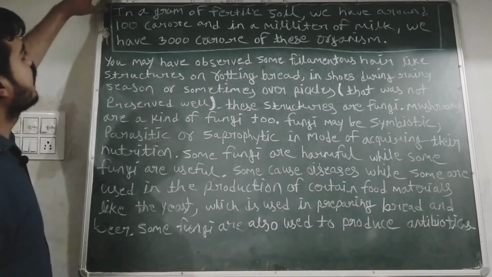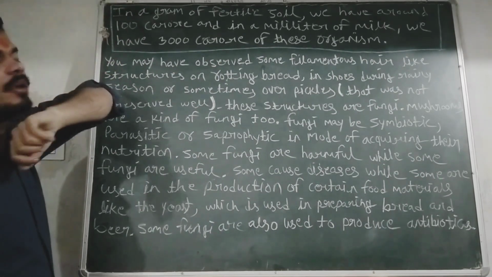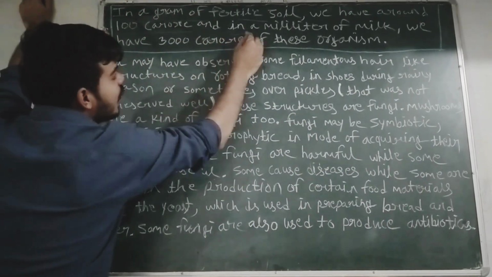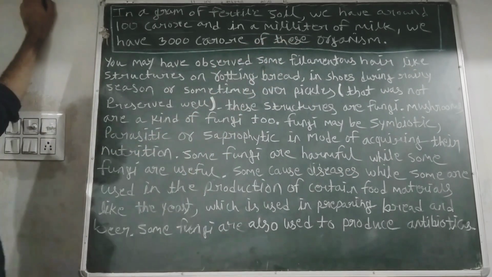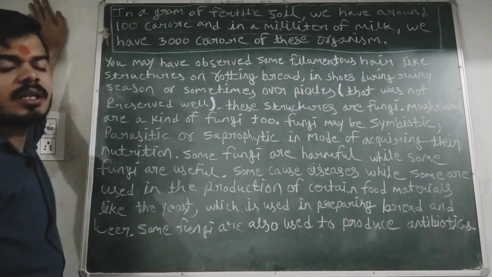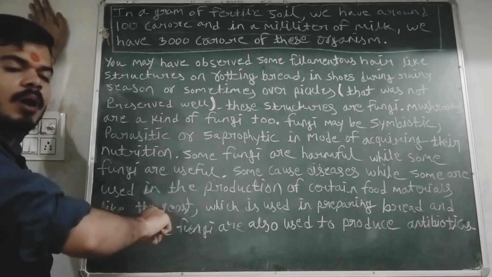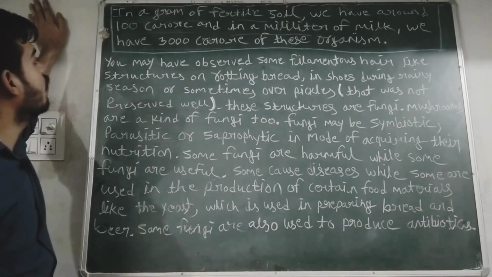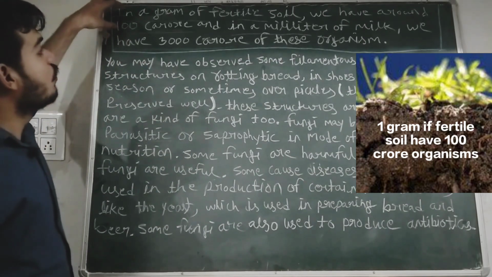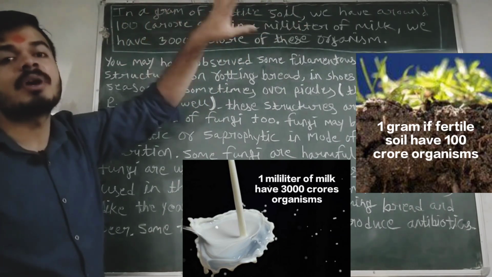Students, here is some knowledge for you about fungi and organisms, which is also an amazing fact. In a gram of fertile soil we have around 100 crore, and in a milliliter of milk we have 3000 crore of these organisms, meaning bacteria. But we can't see them because they are very small, and to see them we need a microscope which has a higher magnification power.